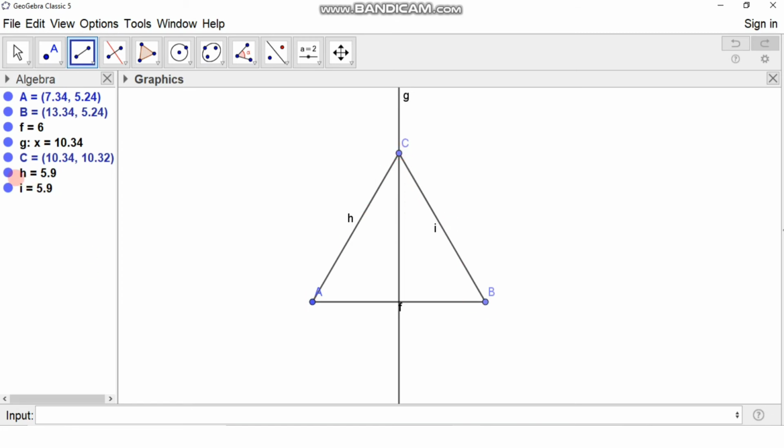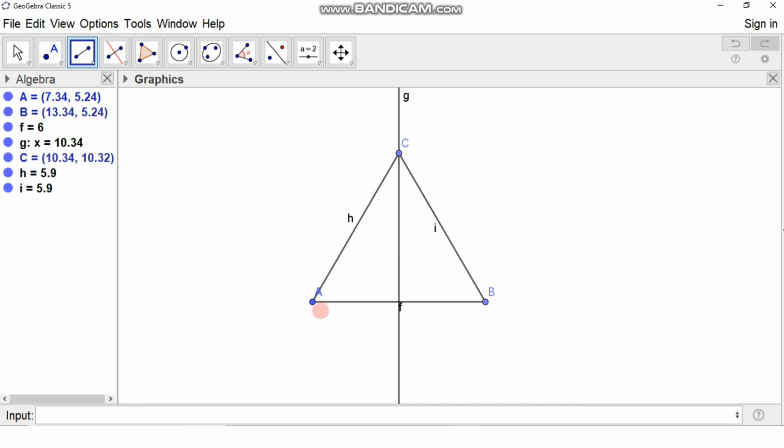As we can see here, the length of AC is denoted by h and length of CB is denoted by small letter i, and the values of both of these variables are 5.9. That means these two sides are congruent. Therefore, triangle ABC is an isosceles triangle. Now we have to verify that angles opposite to congruent sides are congruent or not. Means angle opposite to side CA is B and angle opposite to side CB is A. So we have to verify whether these two angles are congruent or not.